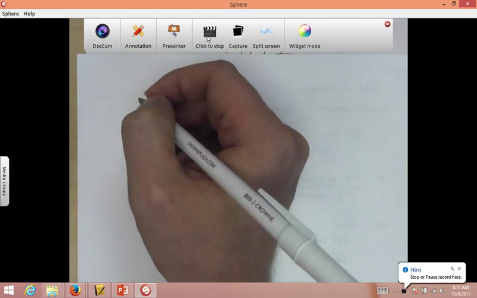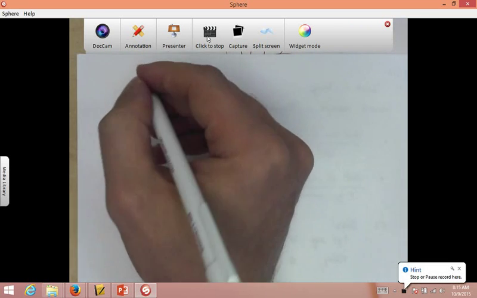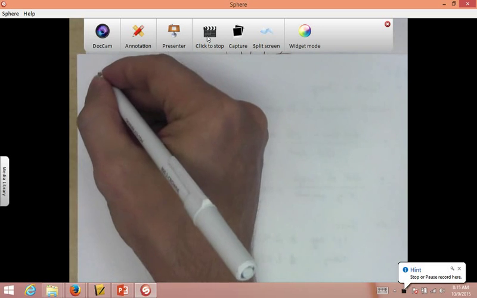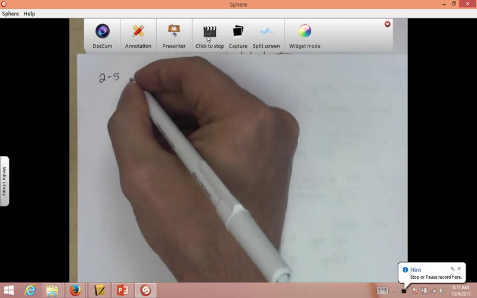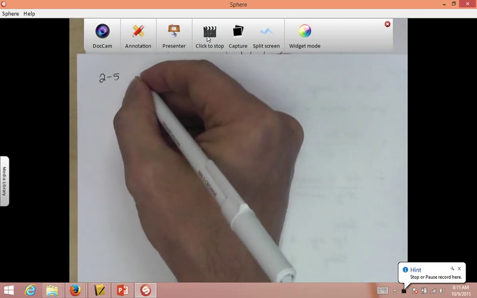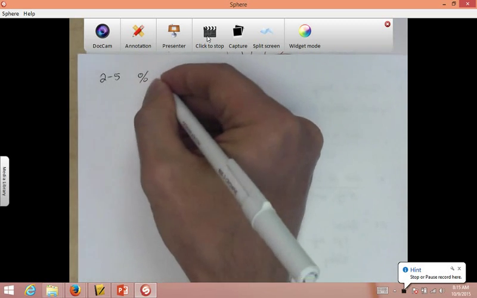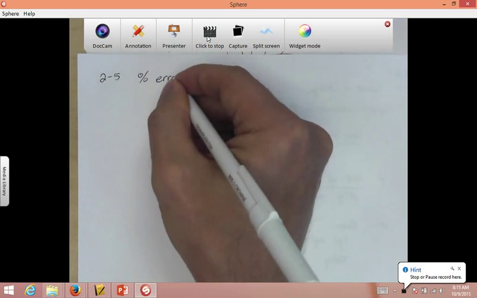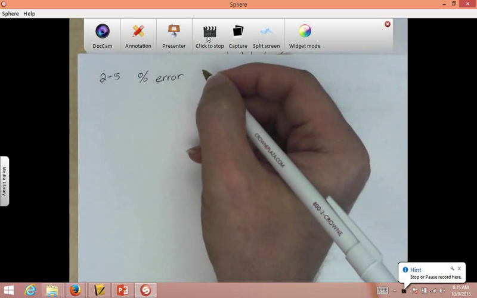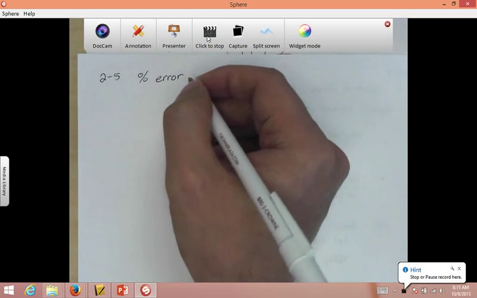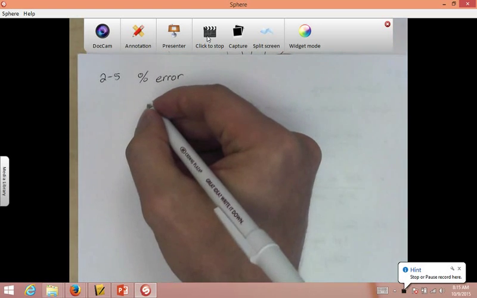Okay, so now, boys and girls, the next part of this, and again, we're still in Chapter 2, Lesson 5. Now we're going to deal with percent error. So, error, that's another way of saying mistake. It's a percent mistake.